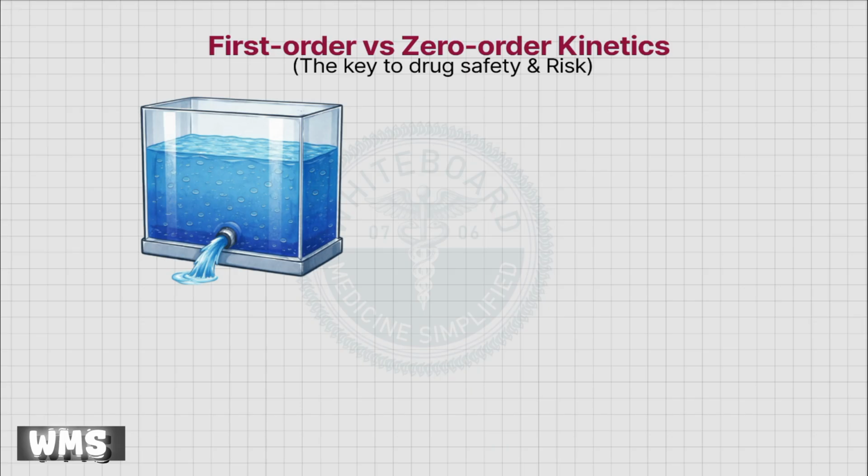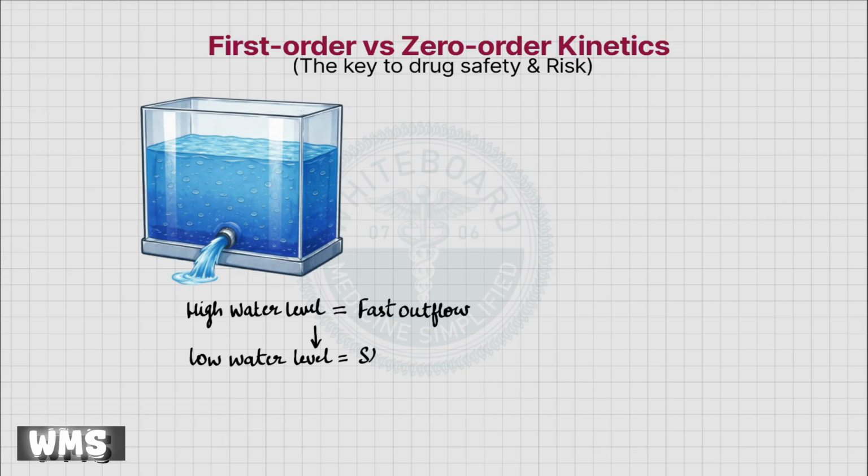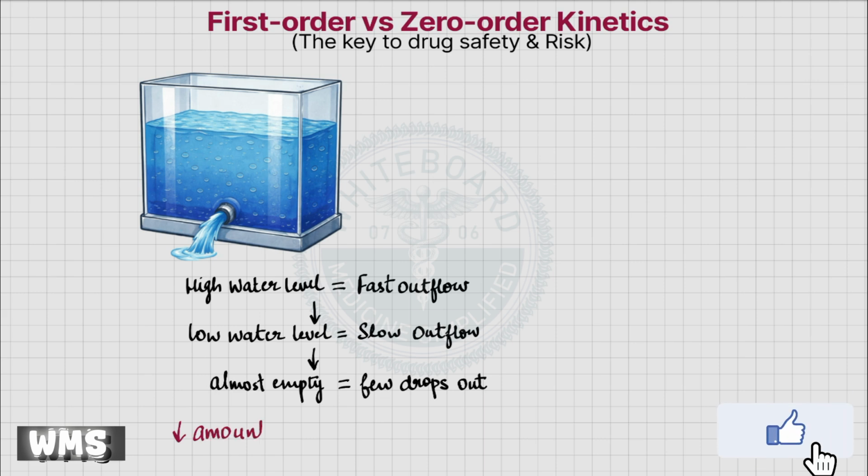It is obvious that when the tank is full, or in other words, when there is more water inside, the water gushes out rapidly because the pressure is high. As the water level falls and the tank becomes half full, the leakage becomes slower. And finally, when the tank is almost empty, only a few drops come out. So, as the amount of water in the tank decreases, the rate at which water leaks out also decreases.